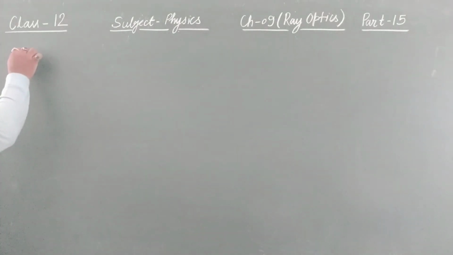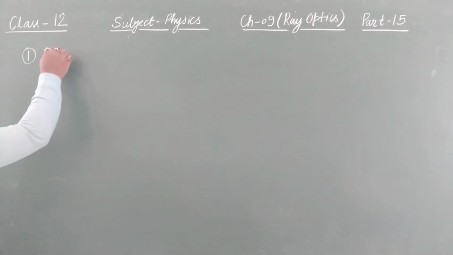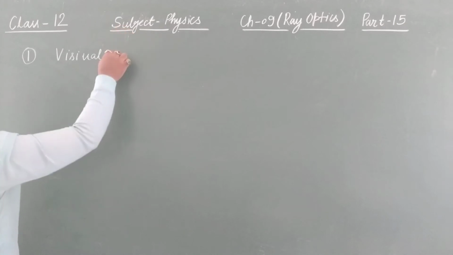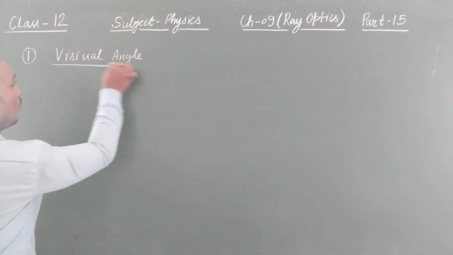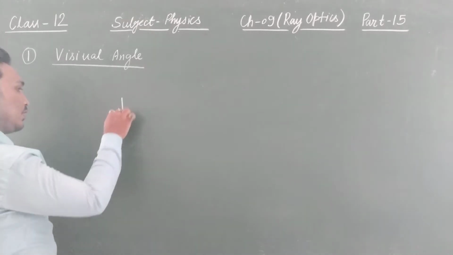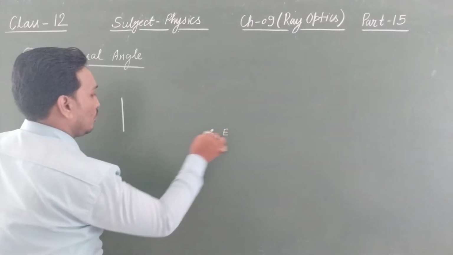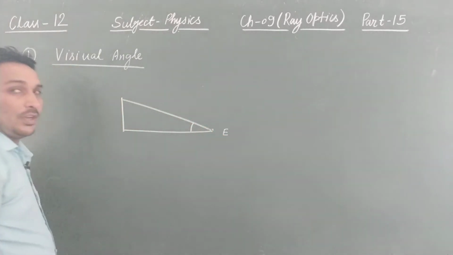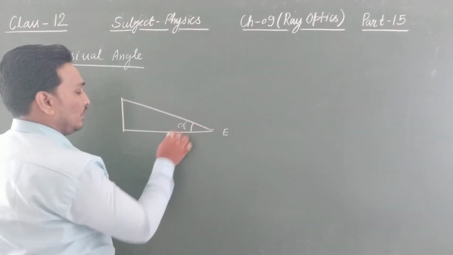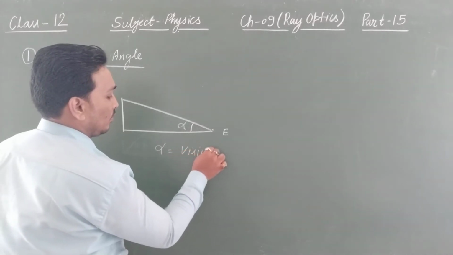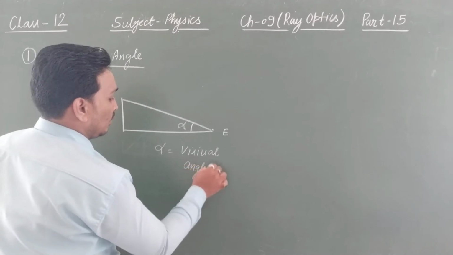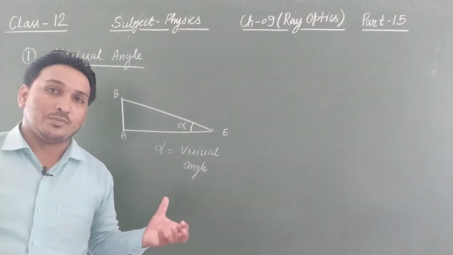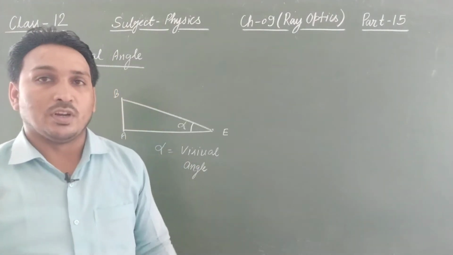The first point we need to understand is visual angle. What is visual angle? Suppose there is an object in front of our eye. This object must be making some angle to our eye. This object subtends some angle to our eye, and this angle is called the visual angle. The visual angle subtended by this object AB at our eye. The angle subtended by an object to our eye is called the visual angle.